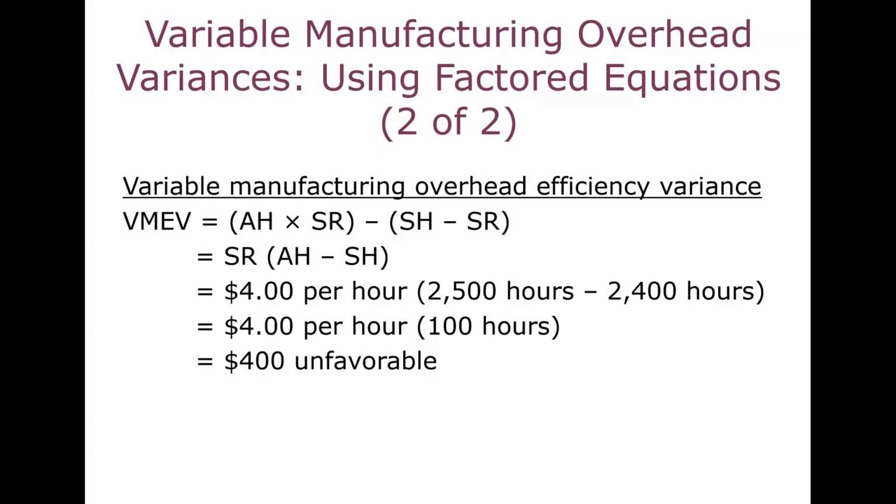Okay, your efficiency variance, same thing. Take your actual hours of 2,500, subtract your standard of 2,400, which is 100 hours difference, and it is 100 hours unfavorable, and multiply it by the standard rate of $4 per hour, and you have an unfavorable variance of $400. So I showed you both ways of how to calculate it where you get the same answer.